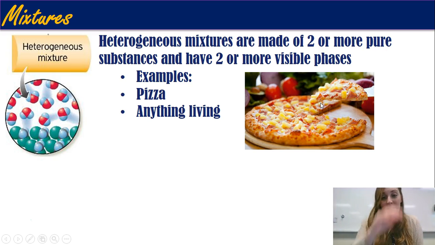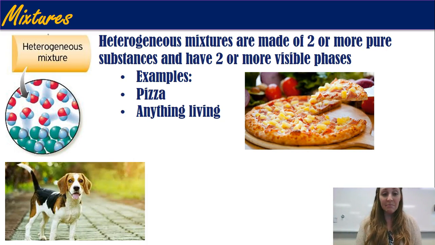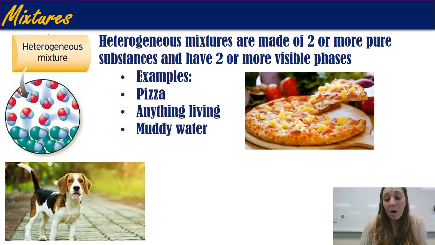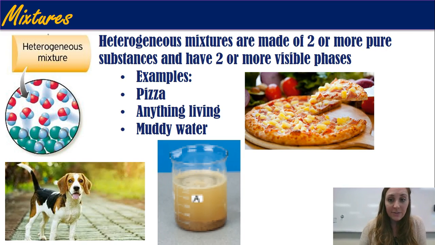Anything alive is going to be a mixture because your cells are made out of different pieces. So anything living, for example, this cute, adorable puppy, that's a heterogeneous mixture. You're a heterogeneous mixture. If you have some blood spilt, then that blood is a heterogeneous mixture. Muddy water, clearly you can see the phases. You can see the water down here and the mud separating, so that is heterogeneous.